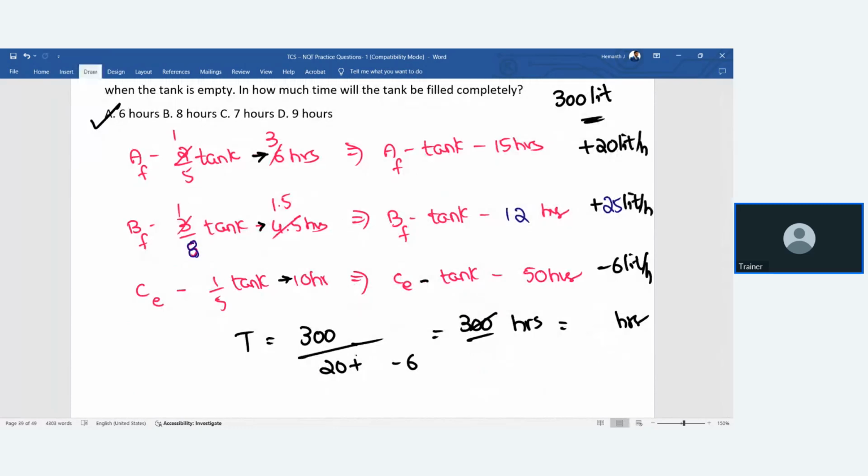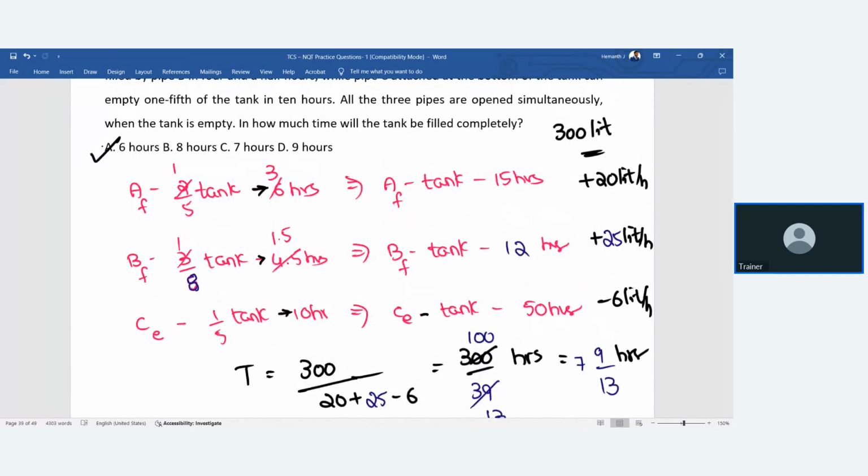Plus 20 plus 25. 300 divided by 39, that is 7 and 9 by 13. Still I got 7 9/13 hours, approximately 8 as per this, but we want an integer only. Where are things going wrong? The procedure is perfect, but anywhere the values we took may be wrong.